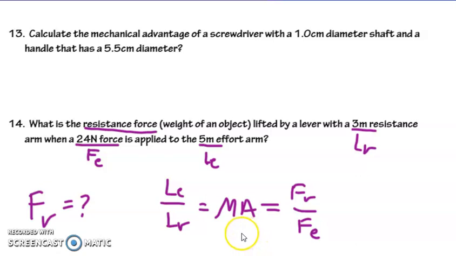And so when you really think about that, you've got two proportions equal to each other, and you can just get rid of the MA. Otherwise, you can calculate the MA first, and then later put your thumb over this side, and you'd have the MA calculated. You'd also have your effort force, so you could find your resistance force. So you could do that a couple of different ways.